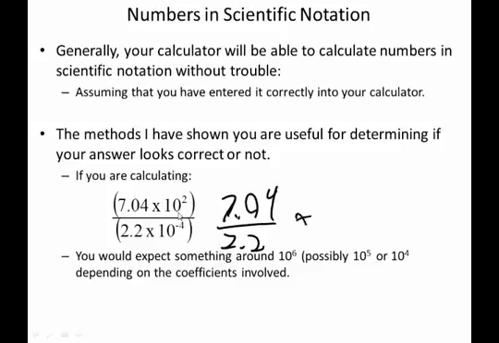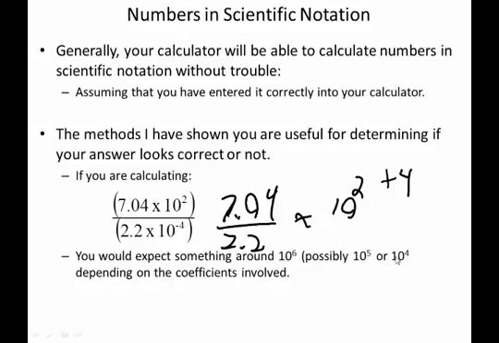Divided by 10 to the 2. This 10 to the 2 divided by 10 to the negative 4 becomes 10 to the 2 minus negative 4, which is the same as adding 4, right? If you subtract a negative number, it's adding it. So you should expect something in the sense of 10 to the 6th. If you got 10 to the 5th, or 10 to the 6th, or 10 to the 7th, that probably wouldn't be that big a deal.